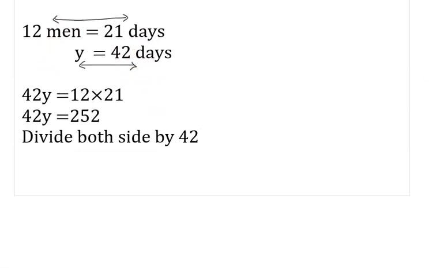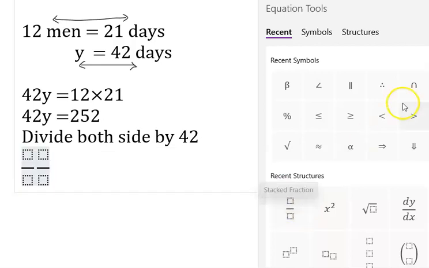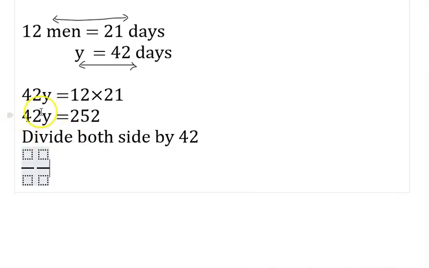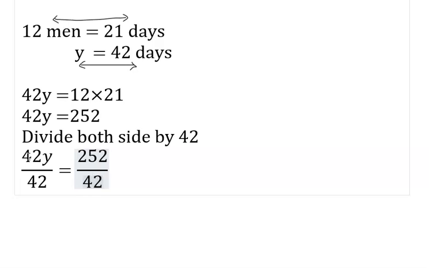Let's get the template. So 42y equals 252. That's what we have here. 42y. We are dividing by 42. We have our equality sign. We have 252 here. So we are dividing by what? 42. Beautiful.